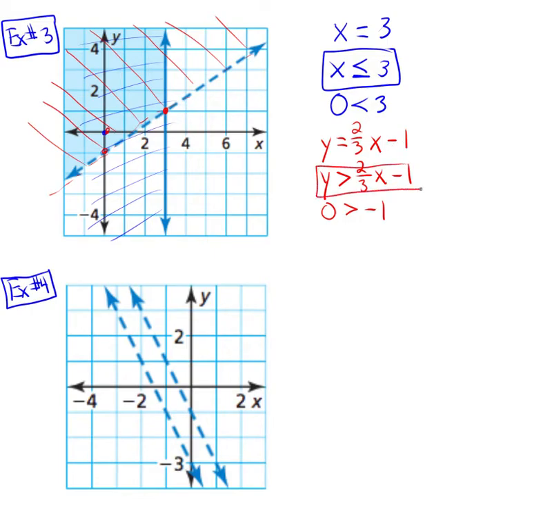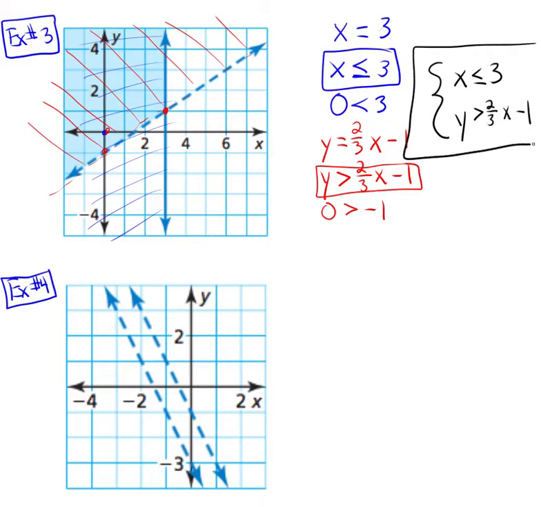So here's my second one. Now I need to bring them all together, both of them together, into our system. So x is less than or equal to 3, and y is greater than 2/3 x minus 1. And this system is the solution for this shaded part here.